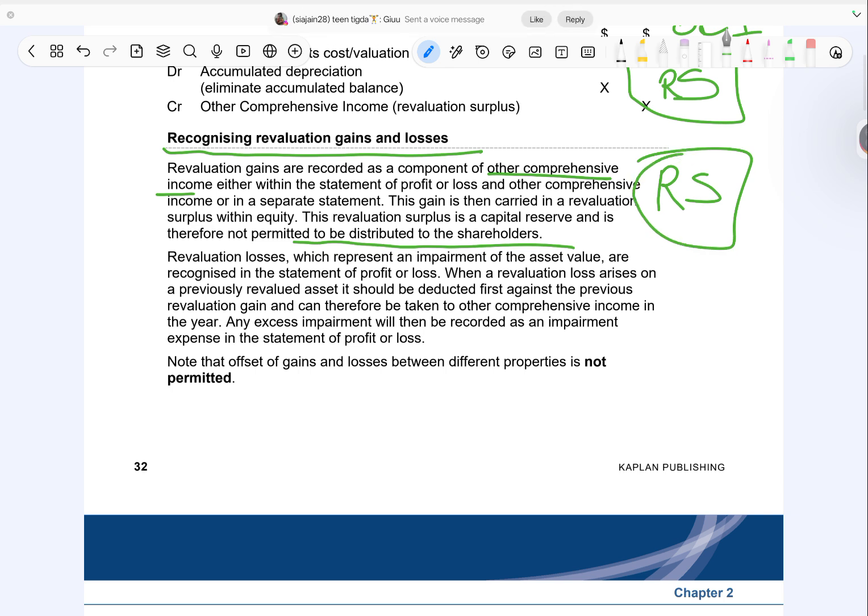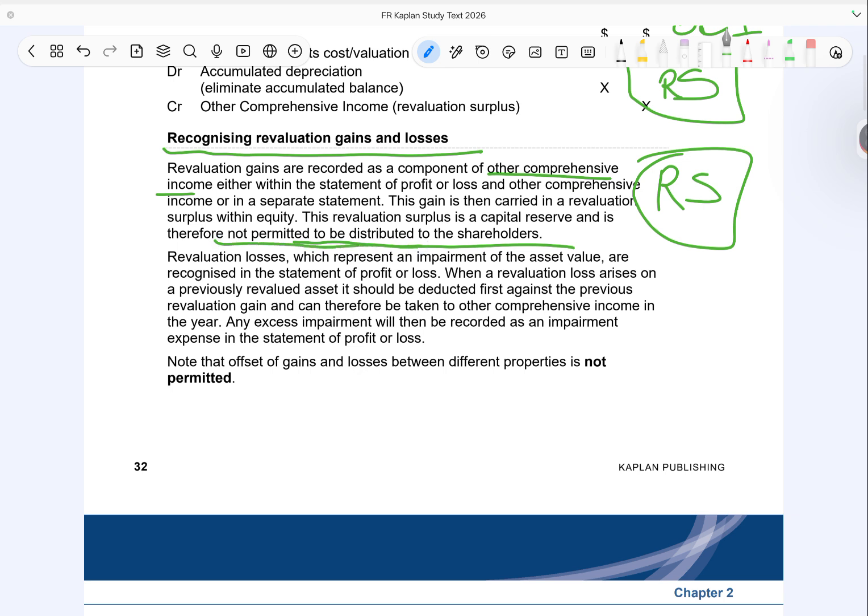But this revaluation is okay. So you tell me, if the fair value of your product is increasing from maybe 50,000 to 60,000, it's a profit for you. But is this a profit in cash? Are you receiving this cash? So no, right? So anyway, you can't distribute this profit to your shareholders, and it is also not permitted to distribute these to the shareholders.